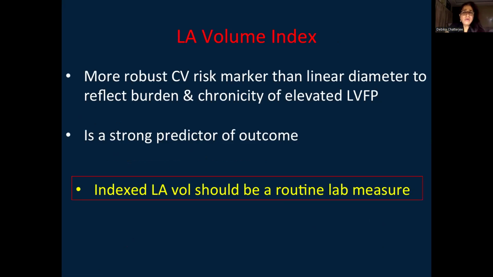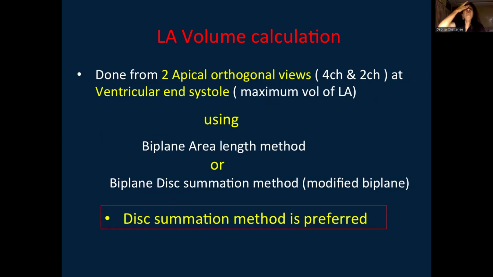It is the LA volume index which is a more robust cardiovascular risk marker than linear dimension, to reflect the burden and chronicity of the elevated LV filling pressure. It is also a strong predictor of outcome. So measurement of the indexed LA volume should be a routine lab measure. So how do we do it?